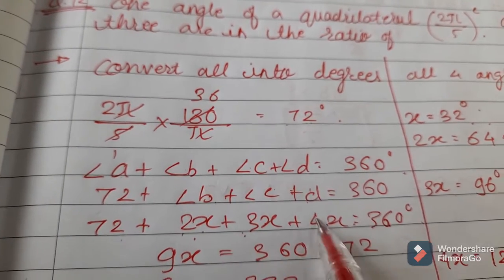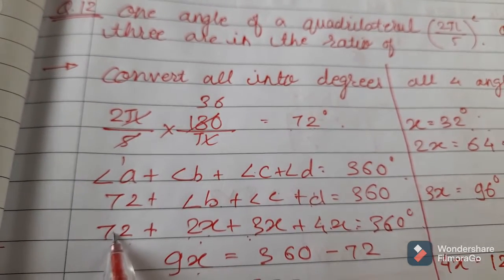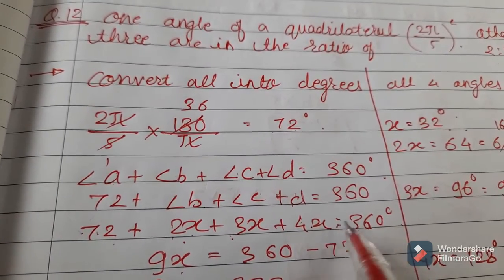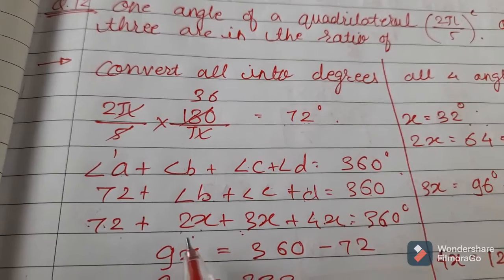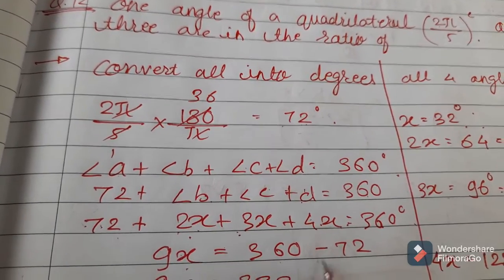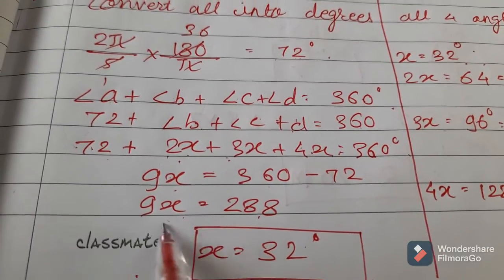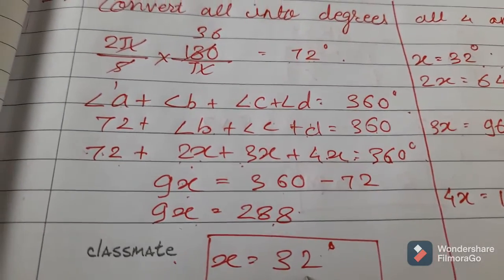Hence 2 + 3 + 4 would be 9x, and this 72, which is positive here, will become negative, or minus, by going to the RHS by transposing. So 9x = 360 - 72. So 9x = 288. Hence x = 288/9, that is 32 degrees.